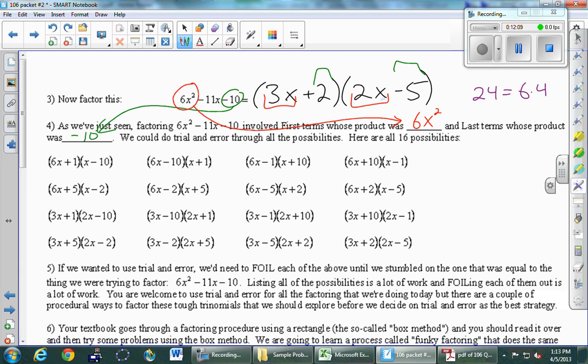So when you see these kinds of difficult problems, like with a 6 in the front, anything not 1 right there, you could just do trial and error. You know that you need to build a 6x squared, so you've got to put two things there that give you 6x squared. You know you need a minus 10, so you've got to put two numbers there that multiply to minus 10. Unfortunately, the trial and error can be a very exhausting process. It depends on how many things you have to try. There are 16 possibilities in this example. I've listed them all out here for you. I didn't want to write them all down while you were here.